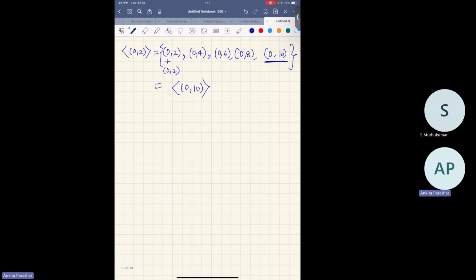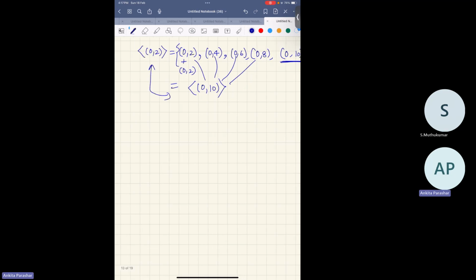Because if you take 0, 10 with the same 0, 10, you get 0, 20, but you are working in Z12, modulo 12, it will be 8. So you will get back all your elements. Therefore, these two groups are the same. Now you have taken 0, then you got this. But if I take element 1, comma B, what is that B, so that the order of this is nothing but 6?